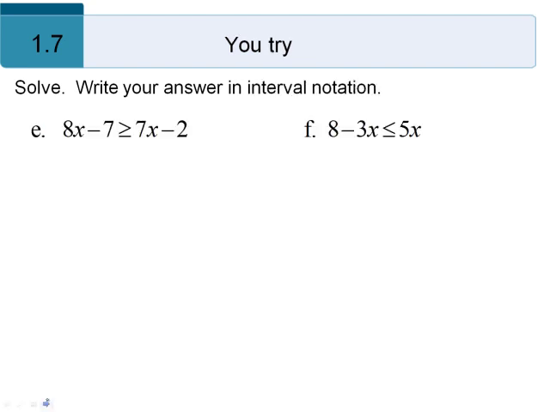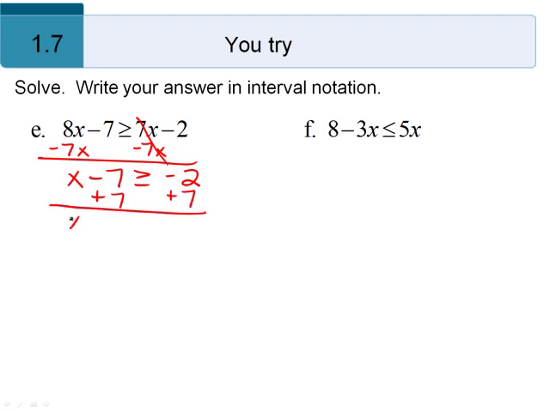All right. Letter E says solve, write your answer in interval notation. So at least we don't have to do all the other stuff. We have variables on both sides. So I'm going to start by moving my variable terms to the left. Subtract 7x. Well, 8 minus 7 is just x, right? 1x, or just x, minus 7 is greater than or equal to -2. Now, add the 7 to get rid of that -7. Excuse me. So x comes down, and it's greater than or equal to 5.